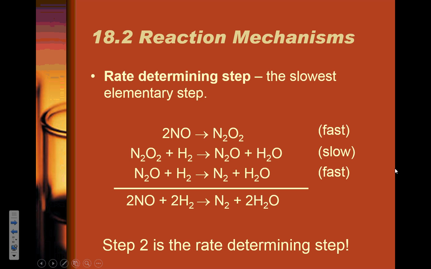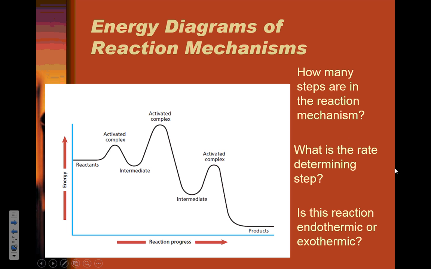Now, when you're looking at energy diagrams, there's always a way to determine which one is the rate determining step. We'll look at that in a second, but if we're looking at times, it's simply the slow one. The rate determining step is going to be the step that has the biggest impact on our overall rate.